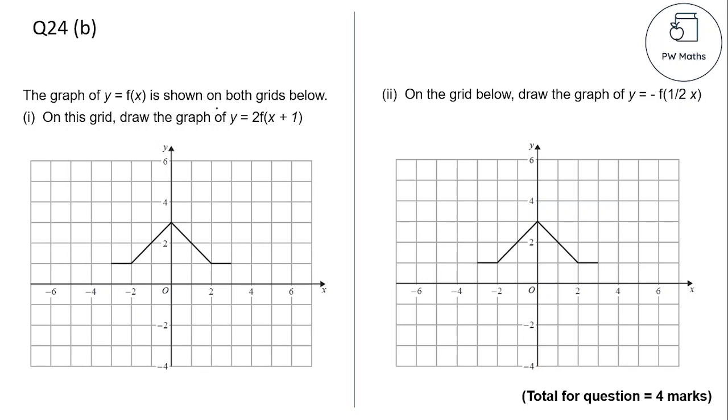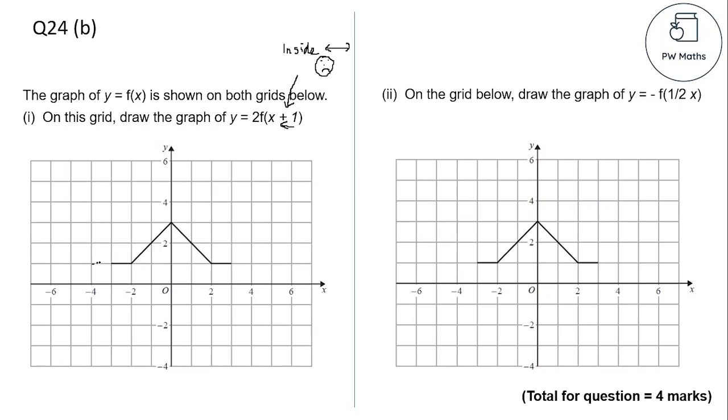Transformation of graphs. On this graph, function of x is shown on both the grids. On this one, draw the graph of function of x plus 1. I always like to, well, I can't do two things at once, so I'll deal with the plus 1 first. The plus 1 is inside. When you're inside, you're not very happy. It's not doing what you expect. You're shaking your head, going left and right. You'd expect a plus 1 to go right, but it doesn't do what you expect. It actually goes left 1.